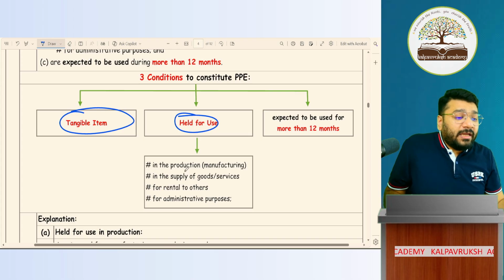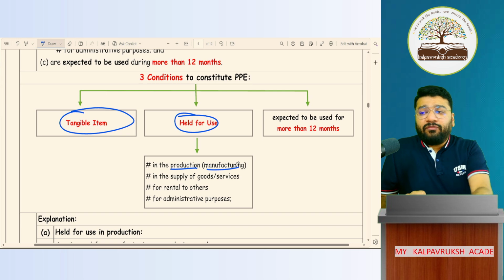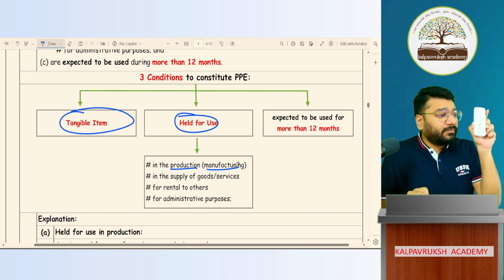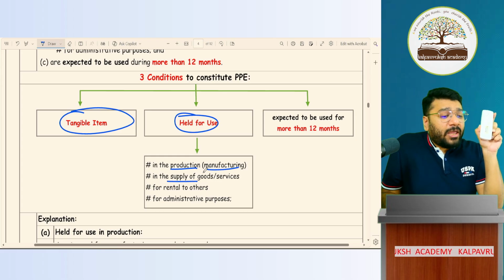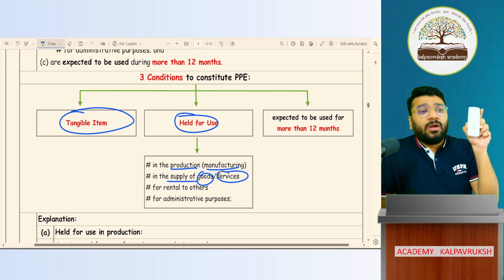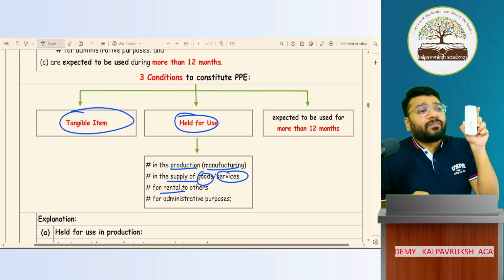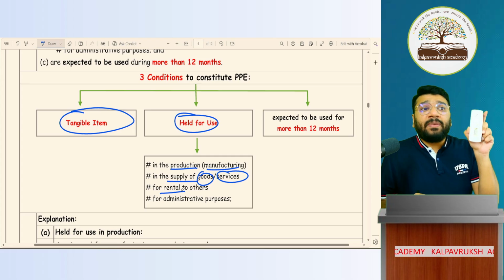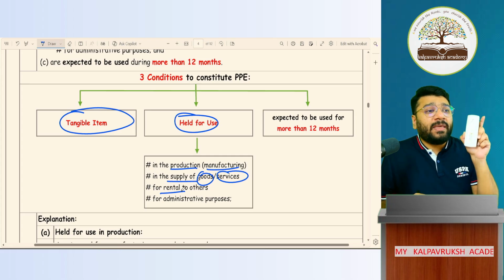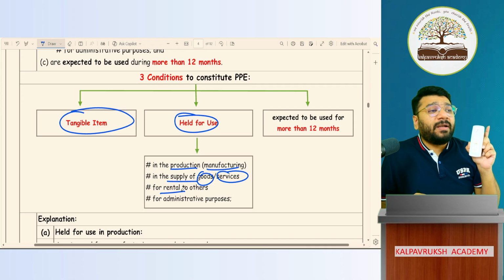Using where? In production, means manufacturing. To manufacture this remote, I should be using the machine. Second, I should be using that machine for supply of goods or rendering of services. Or I should be using that for rentals. But that rental business should be my ordinary business activity. That is my core business activity. Understood? Then the PPE used for rental business will become a PPE, or it will become investment. Got it, not got it?